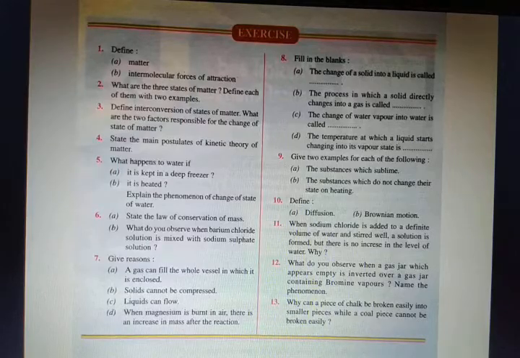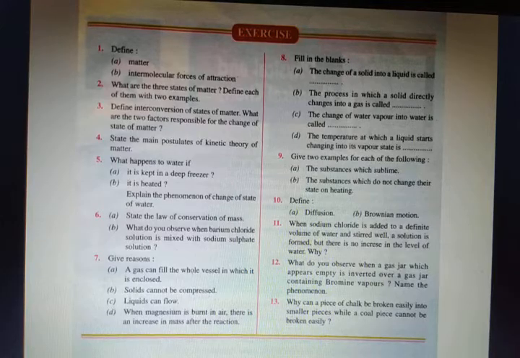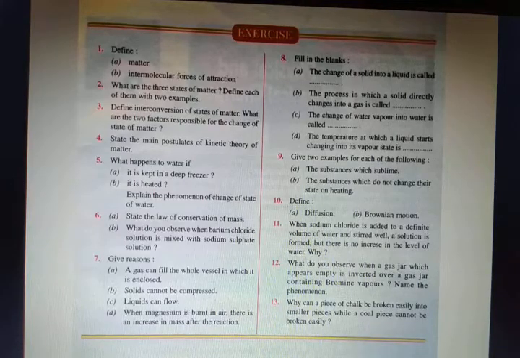The next question: what do you observe when barium chloride solution is mixed with sodium sulfate solution? Observation means you will just write what you observe, that means what you see. Along with that, if you want to write the reaction, it's fine, but only the reaction is not accepted. If you write barium sulfate and sodium chloride form, that's not the observation. Observation means what you can see, what you can feel, what you can hear, anything.